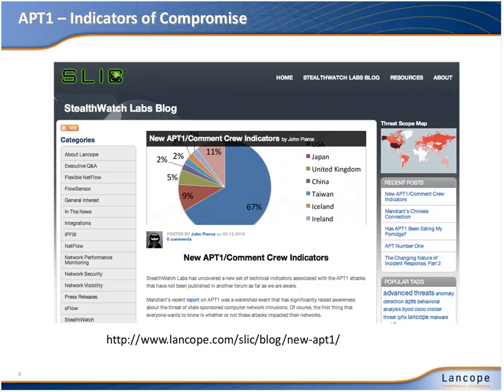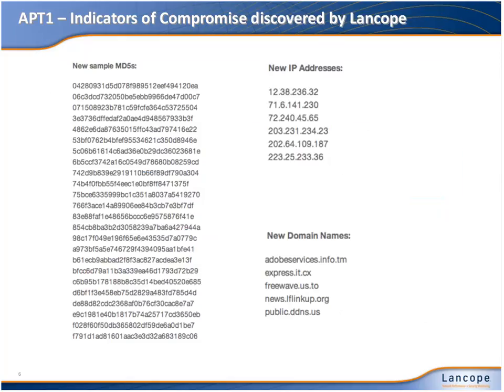So we published all of that information on our blog, and the screen you're looking at right now is that blog post, published by John Pierce earlier this month. These are the specific indicators of compromise that we discovered: a collection of MD5 hashes that hadn't been disclosed, as well as some new IP addresses and new domain names.